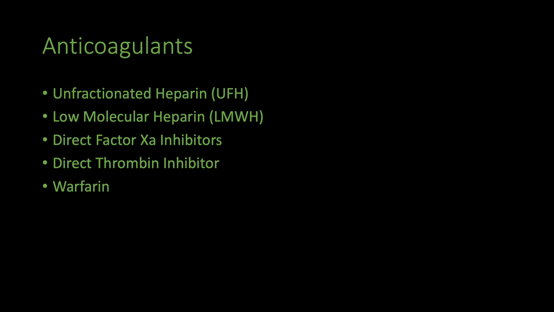So the anticoagulants I will be talking about here are unfractionated heparin, low molecular weight heparin, direct factor 10A inhibitors, and direct thrombin inhibitors. You're going to see all of these in the same diagram. Warfarin, I put separately so you can see how that works. That one has a little bit of a separate process compared to the other 4 bullet points here.